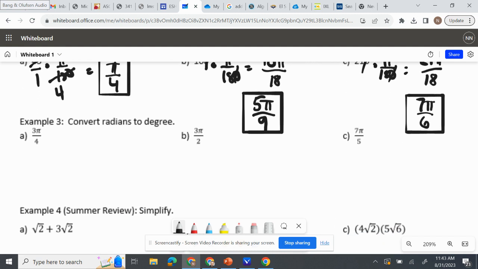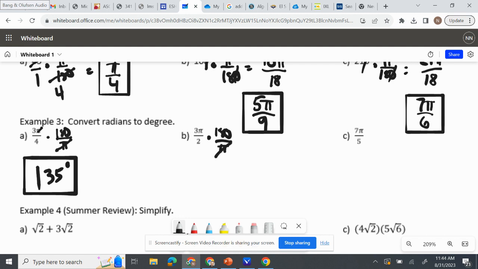Now, looking at example 3, this time we're going to take the radians and convert them into degrees. That means we're going to multiply by 180 over pi. This time we're taking away the radians, and we multiply 3 by 180, and then divide it by 4. And that gives us 135 degrees. For the next one, we multiply by 180 over pi. The pi's cancel. 2, of course, goes into 180 90 times. 3 times 90 is 270.